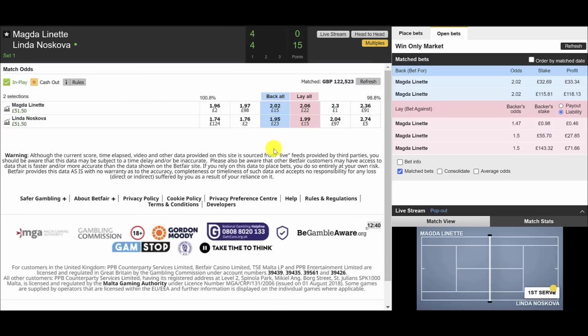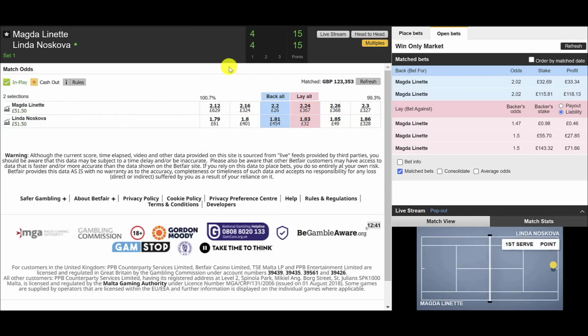And as said, when we were laying Linette at that particular point, we weren't saying she's going to lose the match. She could well go on and win the match from here. We're just saying we think it's going to be competitive. We think Noskova is going to get back into it, and we're willing to take the chance. If that does not happen, we will exit at the end of the first set and take the price move against us, which is not going to be huge. It's not going to be all of our stake. So, just another example there, getting involved in the first set.